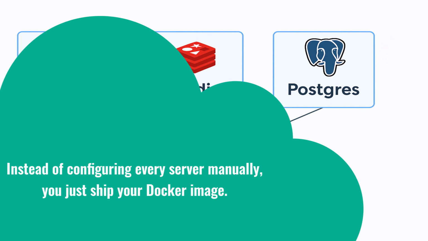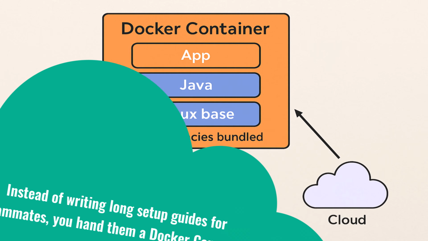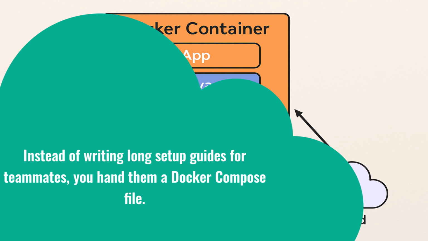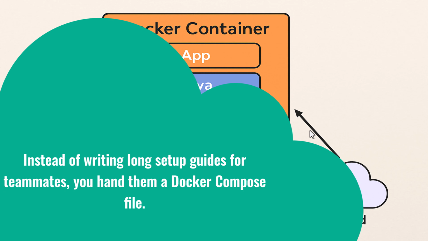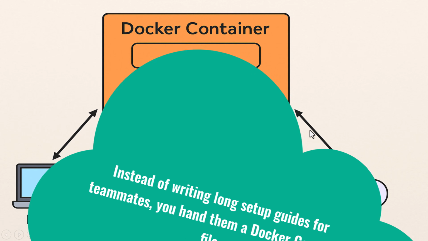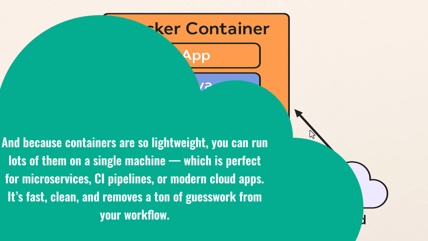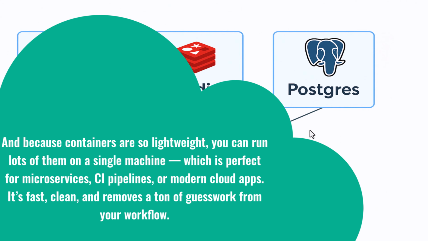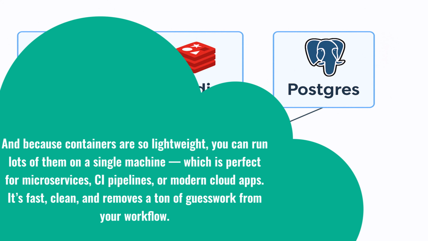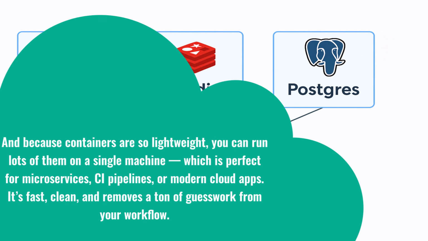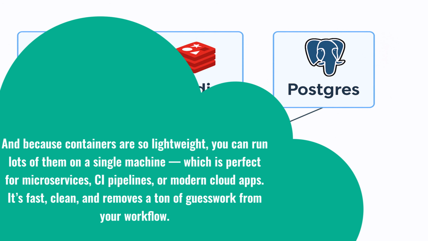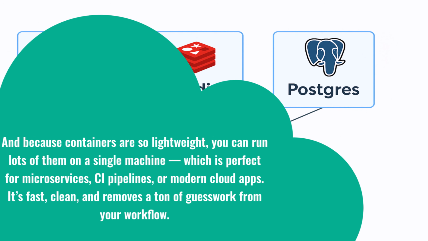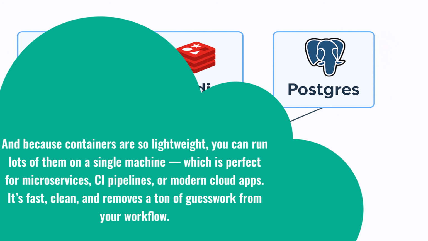Docker makes development, testing, and deployment more consistent and predictable. Instead of configuring every server manually, you just ship your Docker image. Instead of writing long setup guides for teammates, you hand them a Docker Compose file. And because containers are so lightweight, you can run lots of them on a single machine, which is perfect for microservices, CI pipelines, or modern cloud apps. It's fast, clean, and removes a ton of guesswork from your workflow.